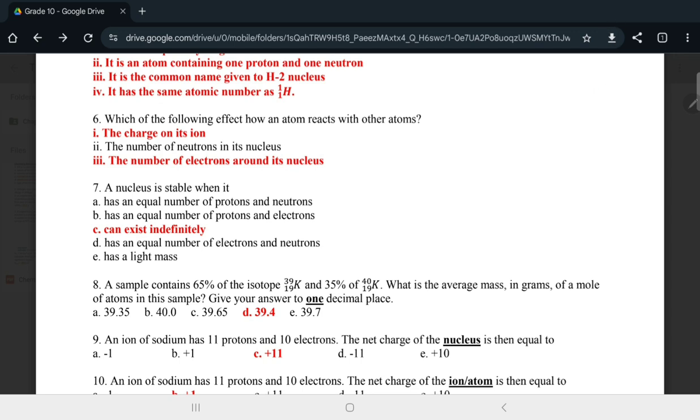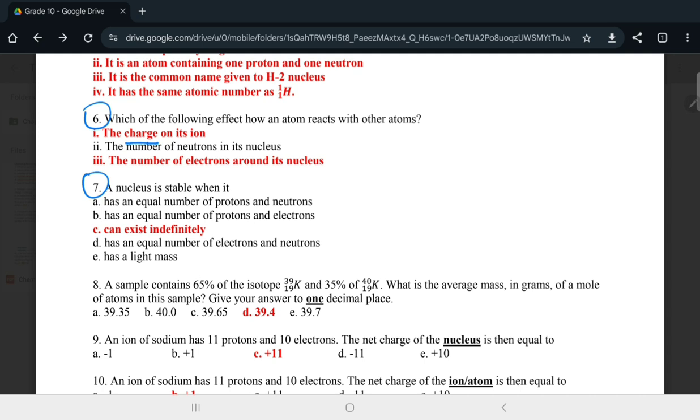Number 6 and number 7, they're both questions that you should memorize. Which of the following affects how an atom reacts with other atoms? Okay. So just so you can know, how can atoms react with each other? It's based on the charge. Okay, that's what you need to know.